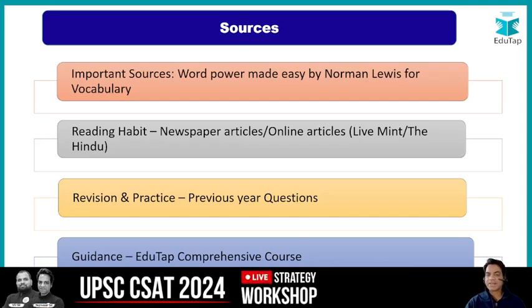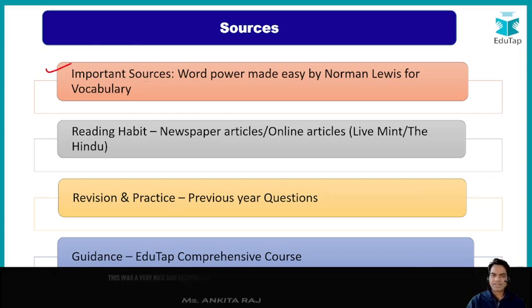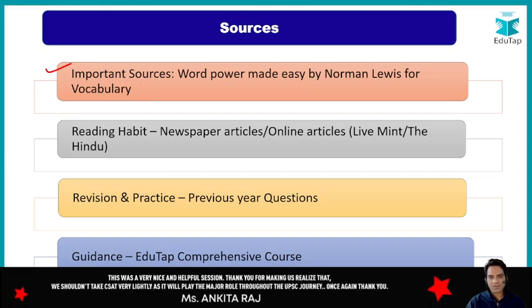Now, before I end the session, guys, I would also like to give you some important sources that you can use to prepare for this exam. Now, for vocabulary, you can use a very old and tried and tested book, Word Power Made Easy by Norman Lewis. If you think that you need to develop your vocabulary from the ground up, this is the best book available out there.